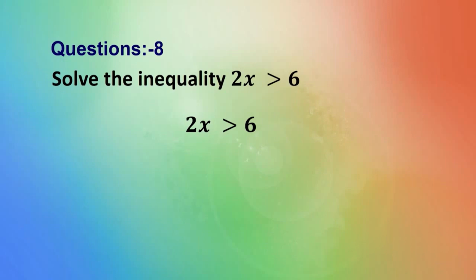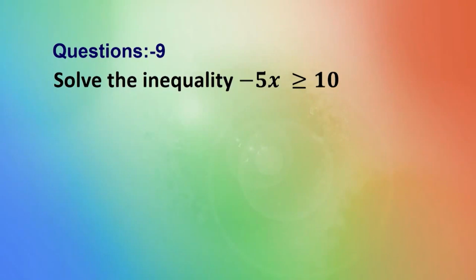You have to remove the 2. The 2 is the coefficient of x. The coefficient means the number in front of this x. Then when we remove this 2, we have to divide by 2. Then the left side comes to x and the right side 6 divided by 2, the answer 3. Okay children, next move on to the next question.